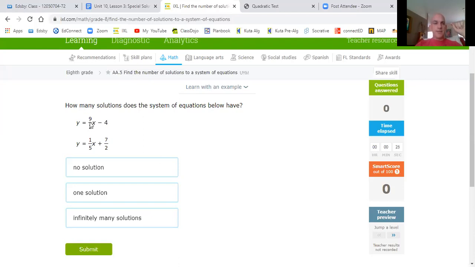In this case, the answer is no. If the answer is no, this is automatically a one solution system, because with different slopes, lines will always cross, and they only cross at one point. So when I have different slopes, it's a one solution problem.